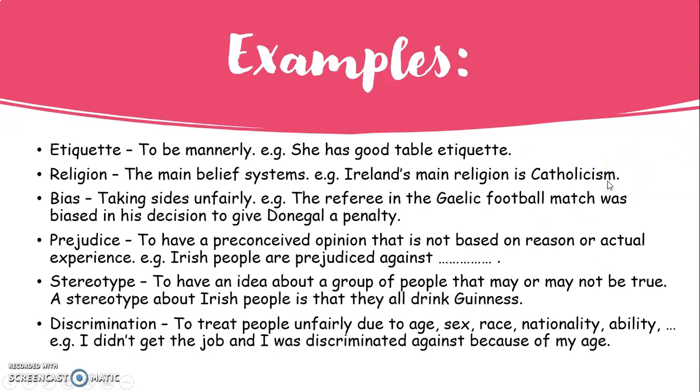Then we have etiquette. Etiquette is to be mannerly. So for example, she has good table etiquette. Religion are the main belief systems of a country. For example, Ireland's main religion is Catholicism. Bias, we talked about last week, is taking sides unfairly. So for example, the referee in the Gaelic football match was biased in his decision to give Donegal a penalty.